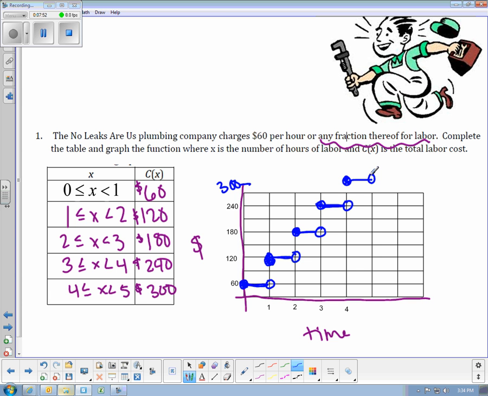And basically what that's saying is that there's no charges in between 60 and 120. If the job takes an hour and 10 minutes, they're going to charge you 120 bucks. Even though it's only 10 minutes over that hour, it's still into the next step. Okay, so step functions: there are breaks between the data, gaps between the data.